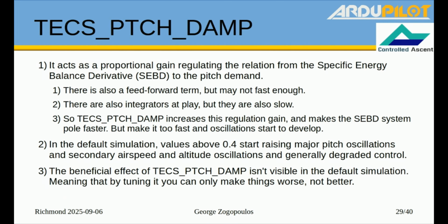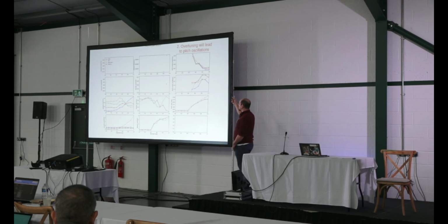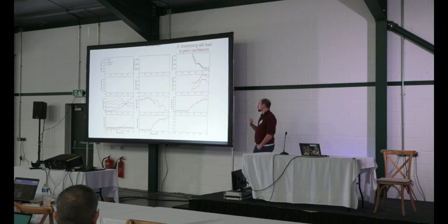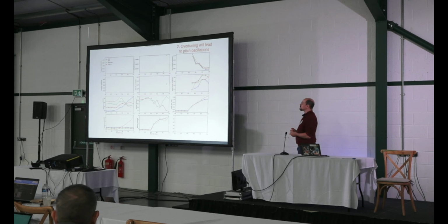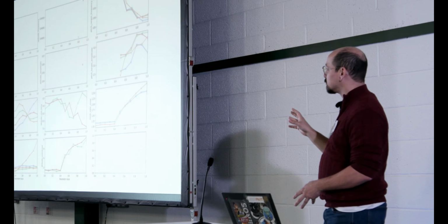But again, you can overdo it. If you put TECS pitch damp too high, you get oscillations again and really bad climb rate error. Unfortunately for the default simulation model, the beneficial effect of TECS pitch damp isn't very visible. There is no value here where it improves things. It can only make things worse. So in the future, I'd like to find a better example, essentially a combination of physical parameters of a vehicle that show how TECS pitch damp helps you more in practice, more in visible terms.